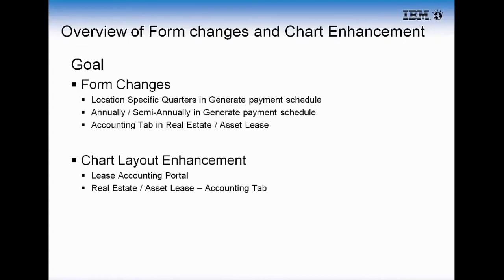Our goal here was to do some form changes for partial payments on location-specific quarter, which in the next video for partial payment we'll get into in detail. But there are some fields and things that we changed for location-specific quarter in the Generate Payment Schedule wizard. And also for annually and semi-annually in the general payment, we also made some changes, and also the accounting tab in the real estate lease and asset lease.